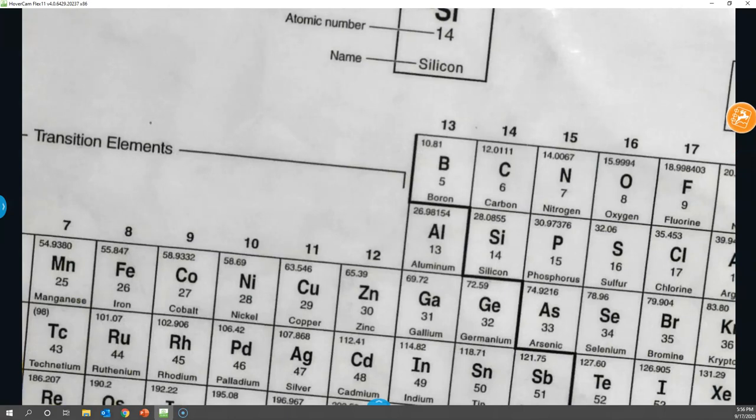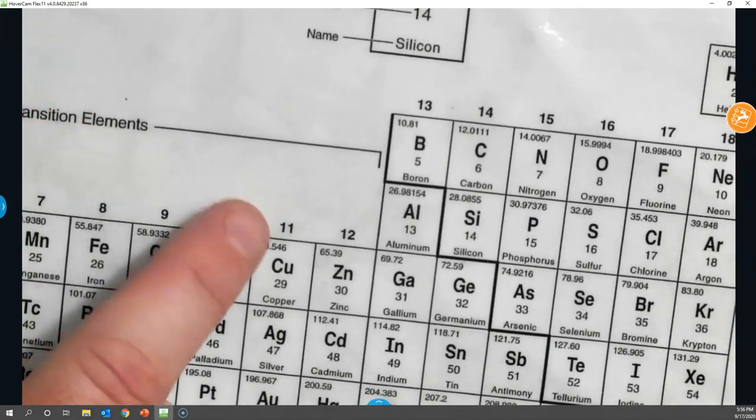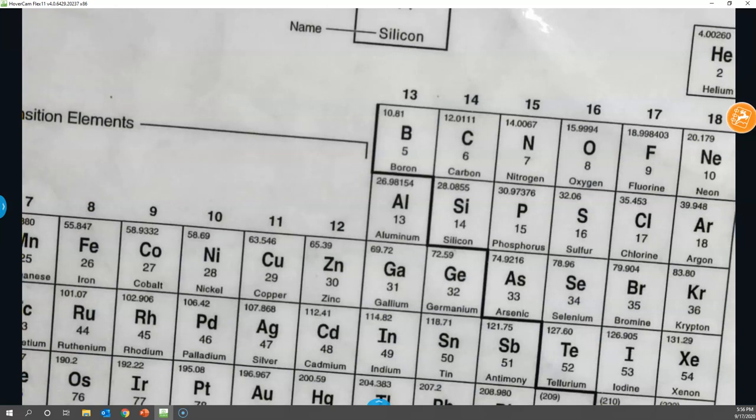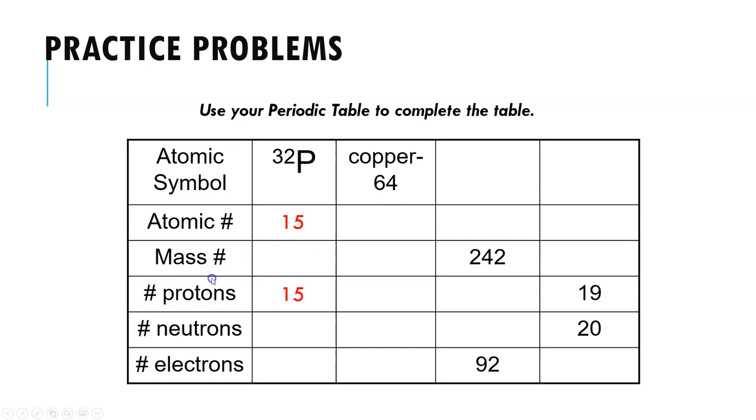So let's go to our periodic table and find phosphorus. There it is. I see it has an atomic number of 15. That means, let me go back to my discussion, that there are 15 protons and 15 electrons. The mass number is given to us in the formula. The mass number is 32, which means there must be 17 neutrons. You can always check your work, because if you add up the protons and the neutrons, they should add up to the mass number.